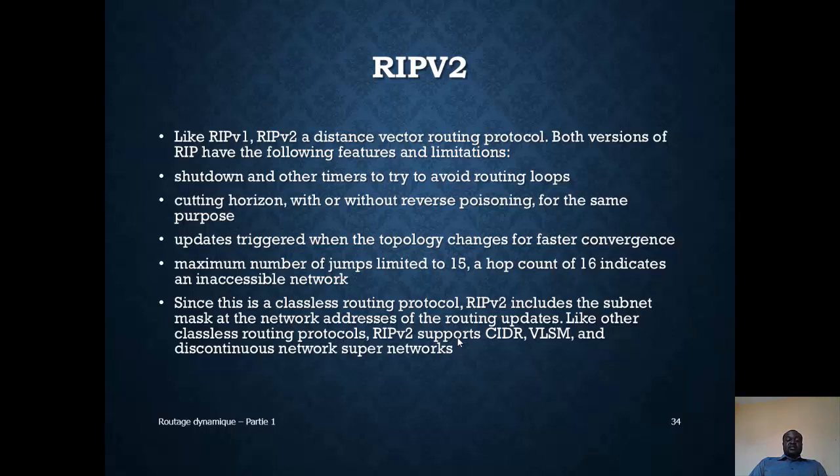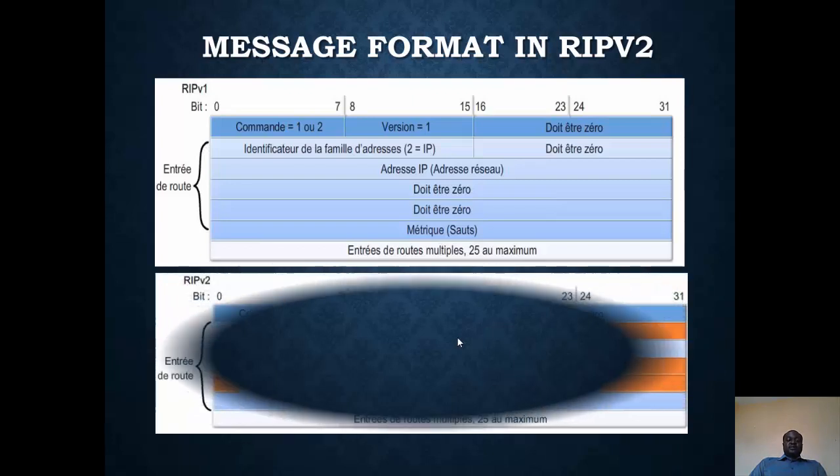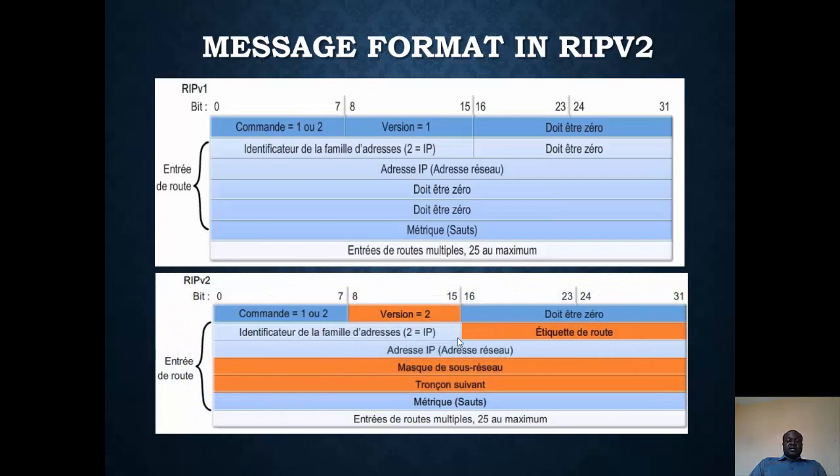Since this is a classless routing protocol, RIP version 2 includes the subnet mask with the network address in the routing update, like other classless routing protocols. RIP version 2 supports CIDR and VLSM and discontiguous networks. And this is the message format in RIP version 2. This is how we can compare it. This is the presentation of RIP in version 2. And this is the presentation of those versions, what is really different between RIP version 1 and RIP version 2.